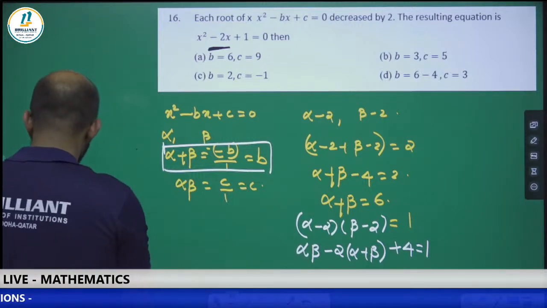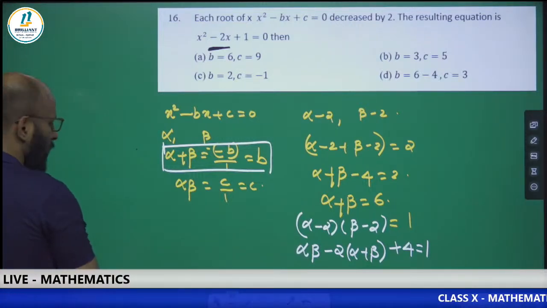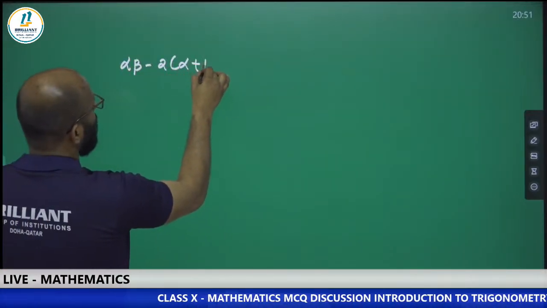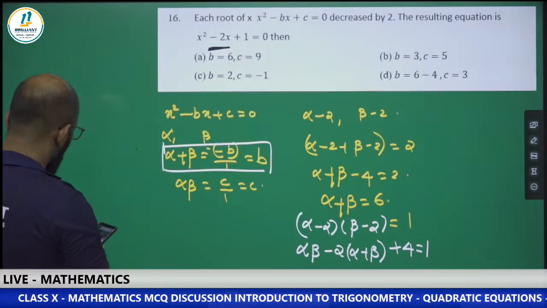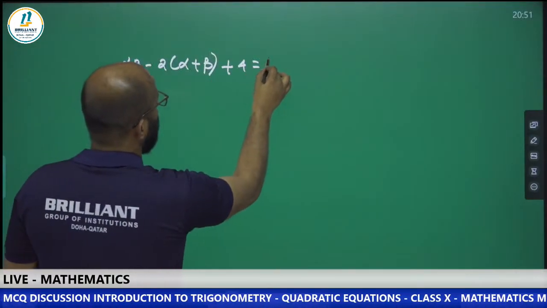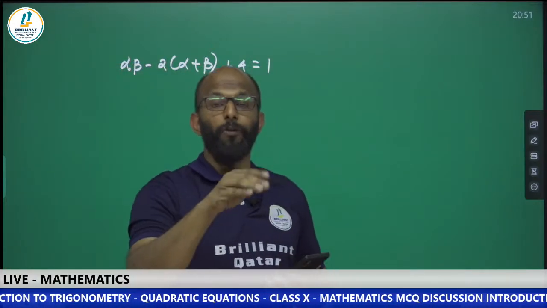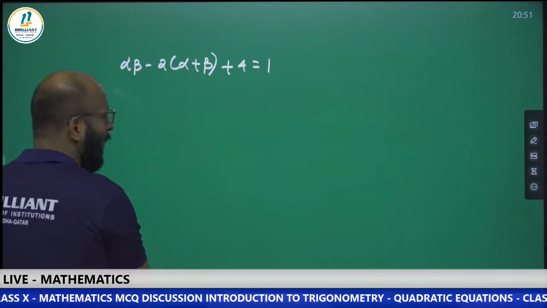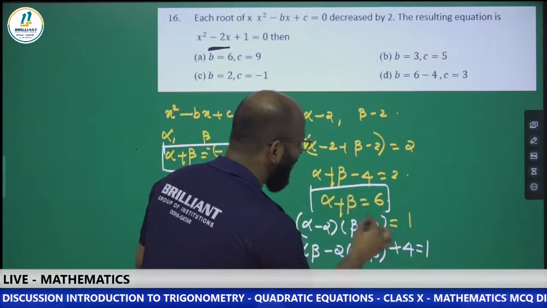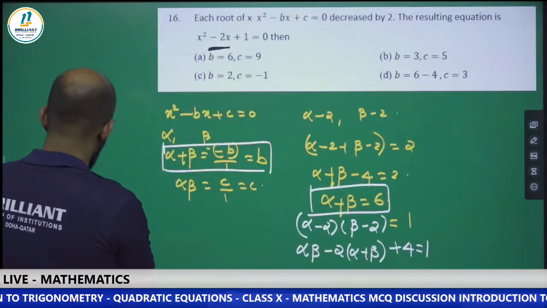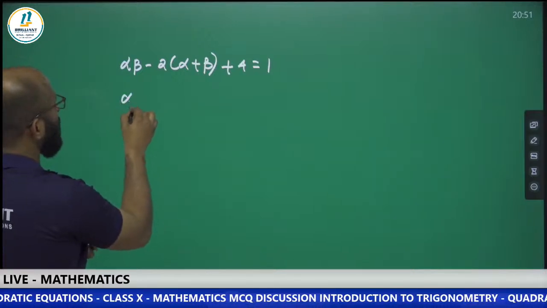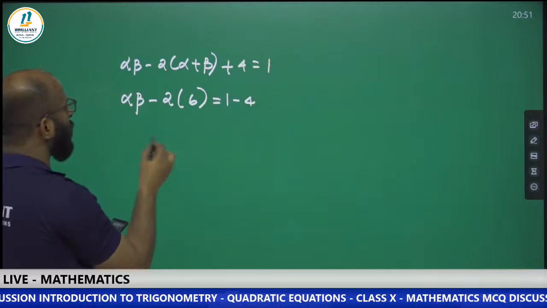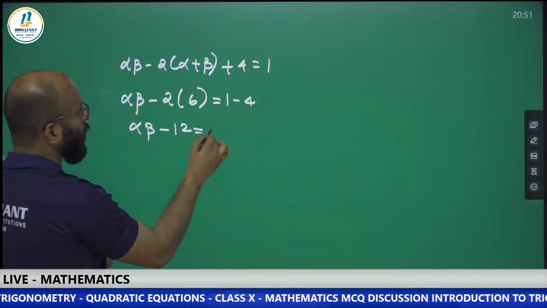So our expression is alpha beta minus 2 into alpha plus beta plus 4 is equal to 1. What is the next step? We can shift positive 4 to the right side and substitute the alpha plus beta value, which is 6. Then alpha beta minus 2 into 6 is equal to 1 minus 4. Alpha beta minus 12 is equal to minus 3.